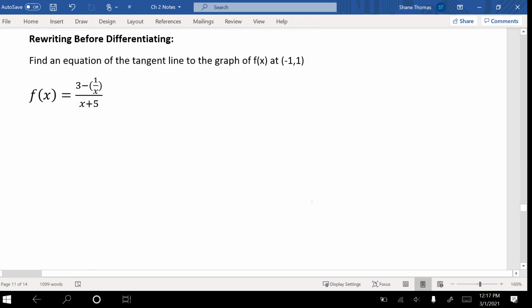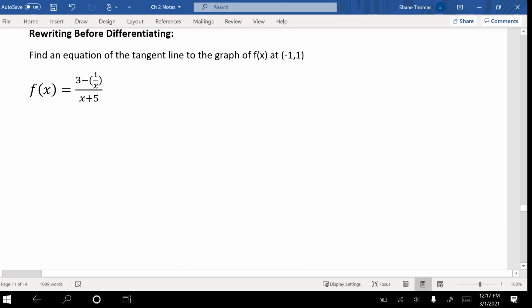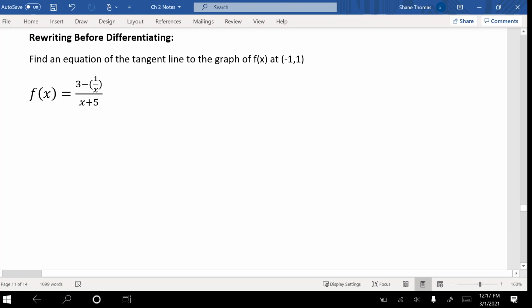All right. Sometimes you have to rewrite it a little bit before you can differentiate it. So what we're going to do here, we're going to find the equation of the tangent line to the graph of f of x at negative 1, 1. So what do we have to do? Find the derivative, plug it in, right?